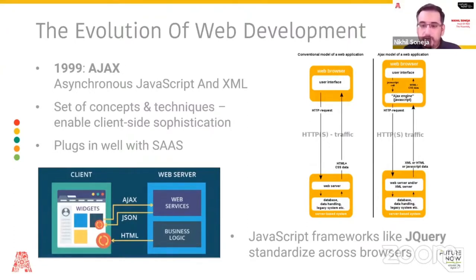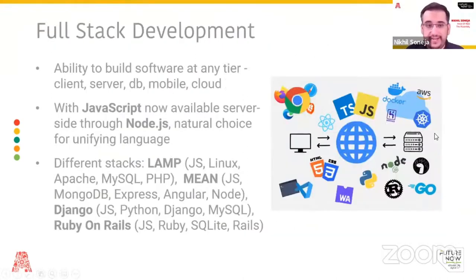The problem was, though, that jQuery and all still worked on the client side. So it exposed a lot on the client side. And JavaScript was still purely on the client side. So that is what has changed and what will lead us up to now. Full stack development has come about because now JavaScript can also run on the server, and that is when Node.js has come up. So Node.js allows JavaScript to operate on the server side.